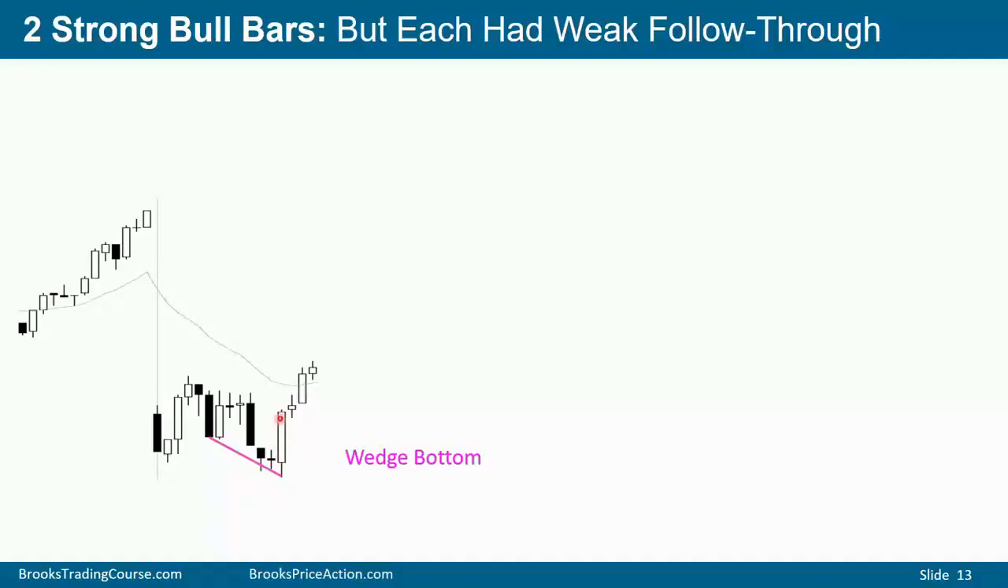The reason this bar looks like this is because the bears who did sell down here are giving up. They did not want the market to go up, especially after bad sell signal bars and bad follow through.